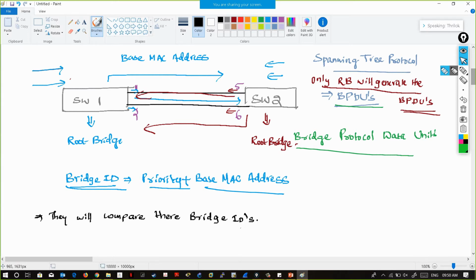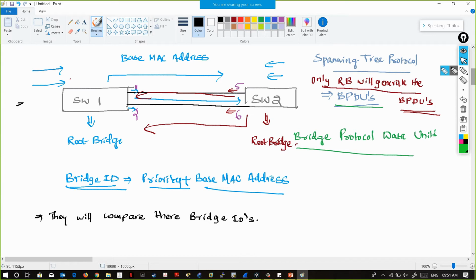Ultimately, there must be only one leader, right? If there are around 2 to 3 leaders, the people who are following them will not come to know to whom they should listen. If there is only one leader, then the administration will be perfect. The same thing here. So ultimately, there must be only one root bridge. Then who should be the root bridge? It will be decided by the bridge ID.